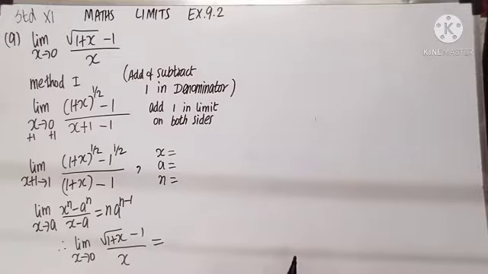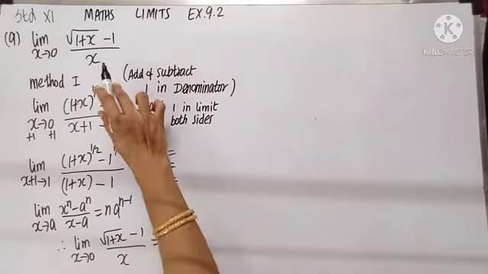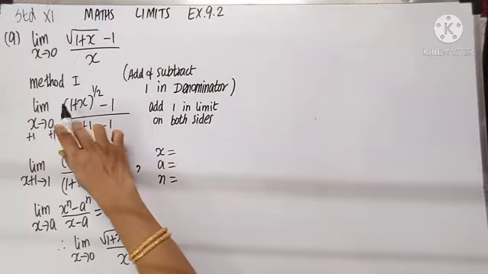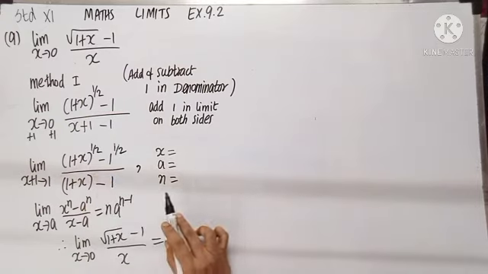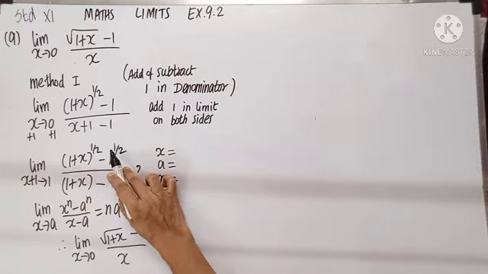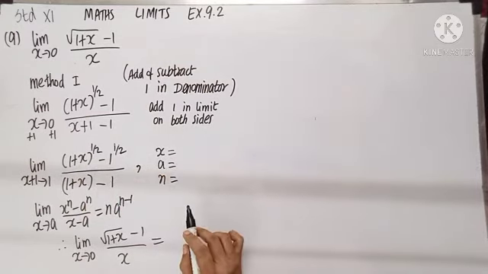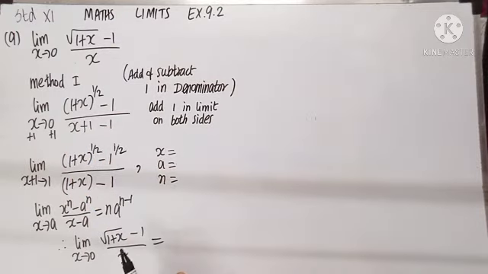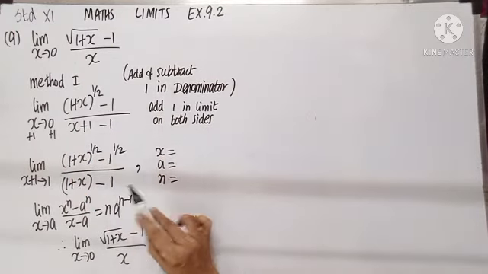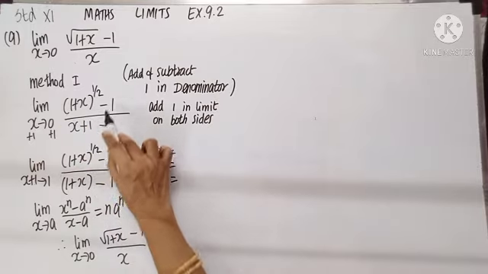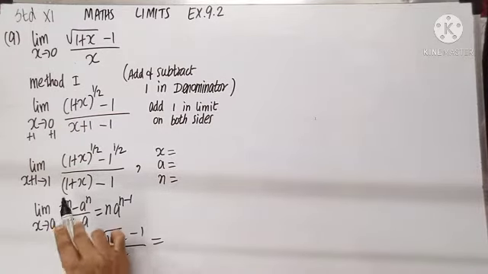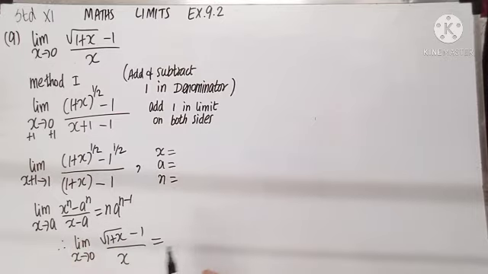Question number 9. There are two methods I can use. X power n minus a power n by x minus a. The numerator root can be written as whole power half. So I can write 1 also as 1 power half. Now I want 1 plus x minus 1 in the denominator. But x only is there. So add 1, subtract 1. Now it is of the format x power n minus a power n by x minus a.